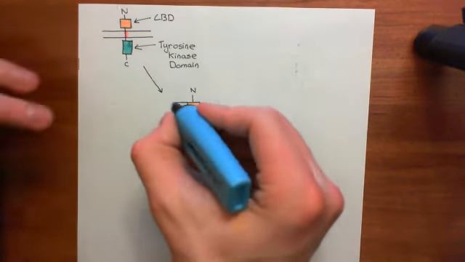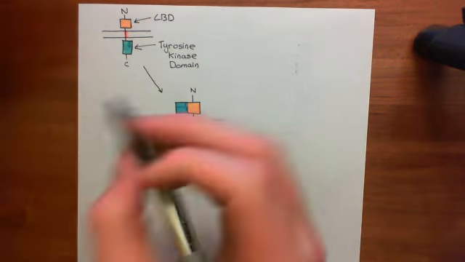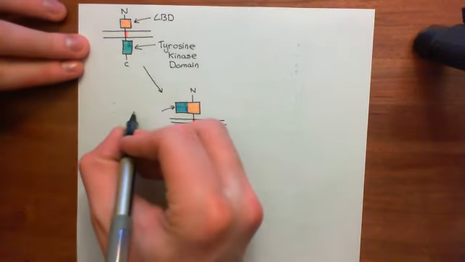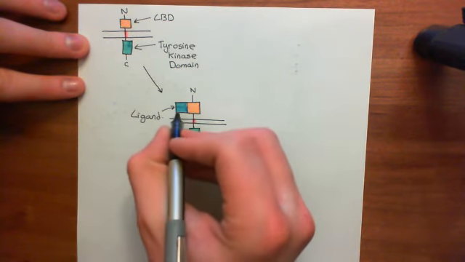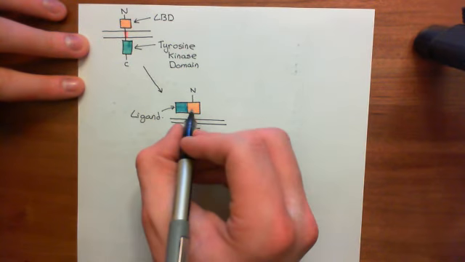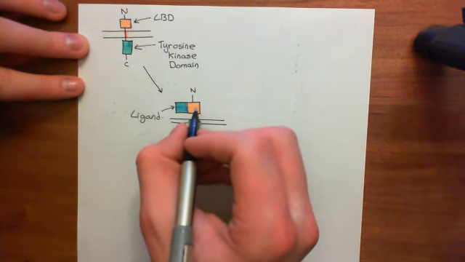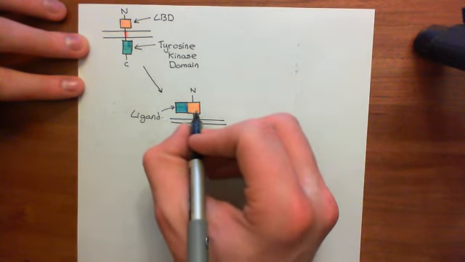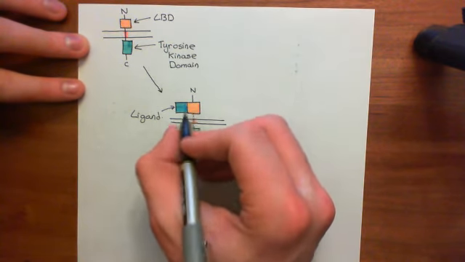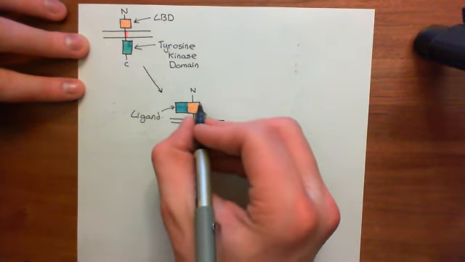Okay, then we have our ligand in blue here, bound to our ligand binding domain. So this blue box here, this is our ligand. Now what will happen once the ligand binds to the ligand binding domain like this? Well, it will trigger a conformational change in the receptor that will now mean that it can dimerize with another one of these identical receptor tyrosine kinases, which also has a ligand bound.